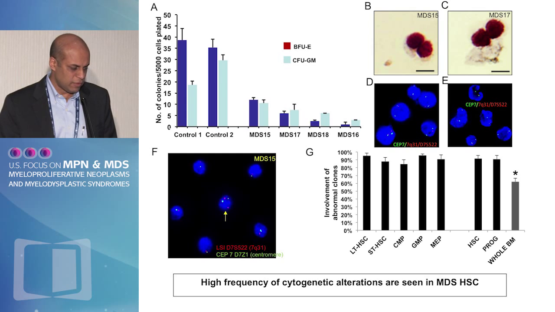Interestingly, when we sort these HSCs from MDS samples and probe them by FISH for cytogenetic alterations, we find these cells are very enriched in cytogenetic alterations. When you send a bone marrow for cytogenetics and FISH, the results you get are from the whole bone marrow. In our cohort, 50 to 60% of whole bone marrow cells were affected on average. But in these enriched populations, more than 90% of the early progenitors and stem cells have these cytogenetic alterations. So they're quite abnormal.